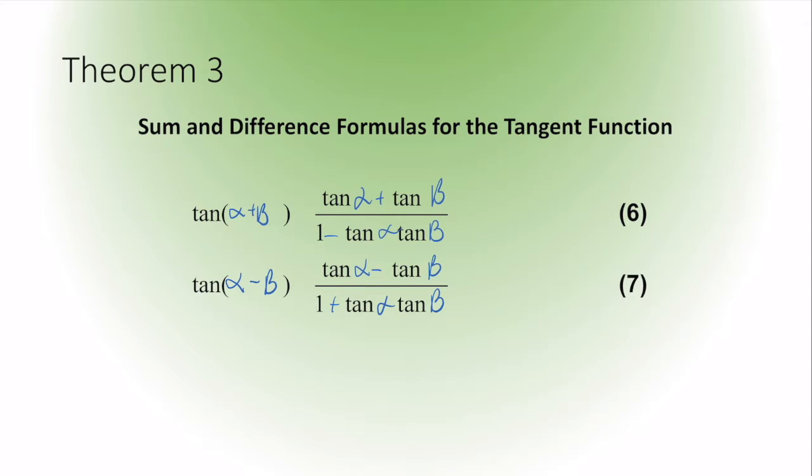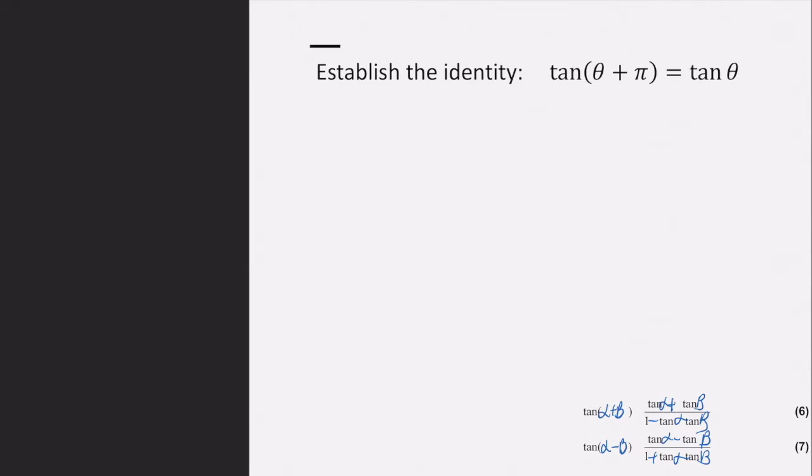So for our third theorem, this is the sum and difference formula for the tangent function. If I have the tangent of alpha plus beta, that's going to equal the tangent of alpha plus the tangent of beta over 1 minus tangent of alpha tangent of beta. And if I have tan of alpha minus beta, that's going to equal tan of alpha minus tan of beta over 1 plus tan of alpha tan of beta. So let's use this to solve the following.